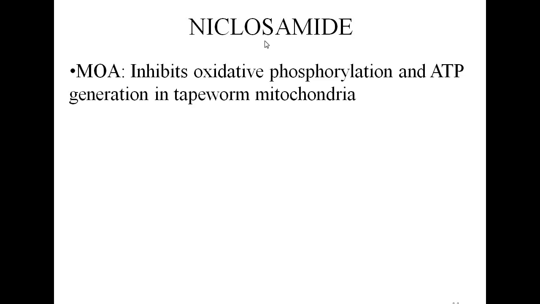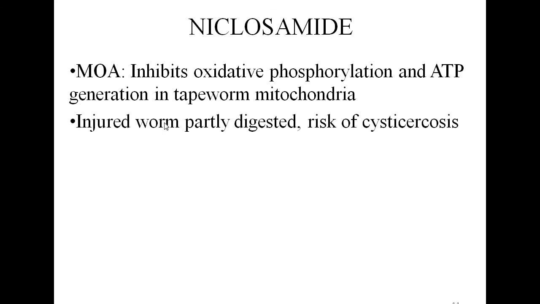Niclosamide was the earlier drug of choice for tapeworm infestations but has now been replaced by albendazole. Niclosamide acts by inhibiting oxidative phosphorylation and ATP generation in the tapeworm mitochondria, especially in the scolex. The injured worm is partly digested. So what happens now? The segments of the worm which have the eggs, they can get broken. The eggs are released within the gastrointestinal tract of the host and can cause cysticercosis.